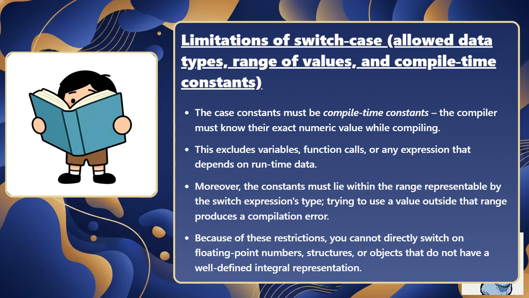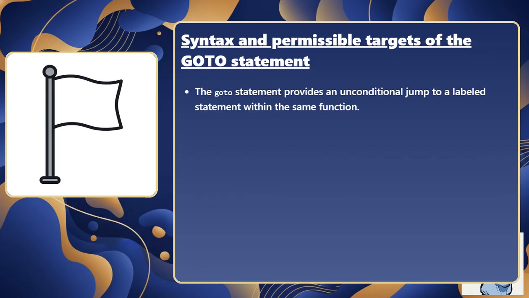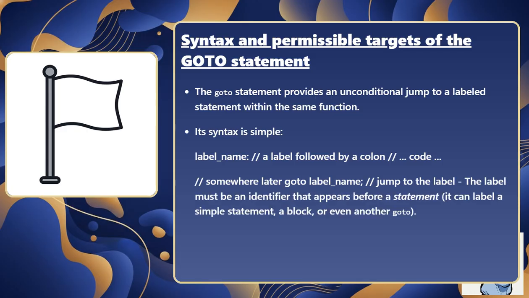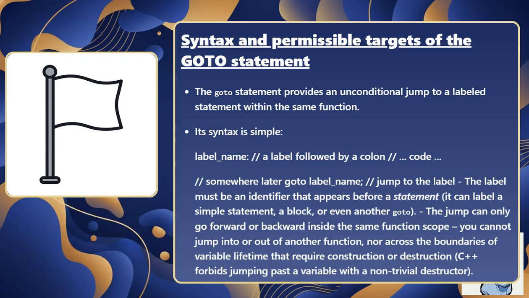The GOTO statement provides an unconditional jump to a labeled statement within the same function. Label name colon, then code, then later goto label name semicolon, which jumps to the label. The label must be an identifier that appears before a statement. It can label a simple statement, a block, or even another GOTO. The jump can only go forward or backward inside the same function scope.